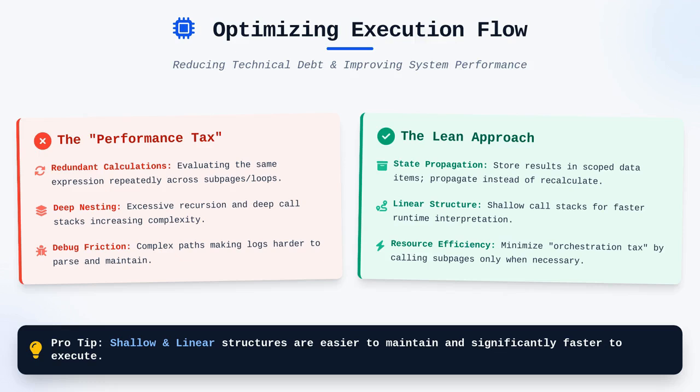A shallow, linear call structure is almost always easier to maintain and faster for the runtime resource to interpret during execution. Think of every subpage call as a slight tax on your orchestration engine that should only be paid when absolutely necessary.